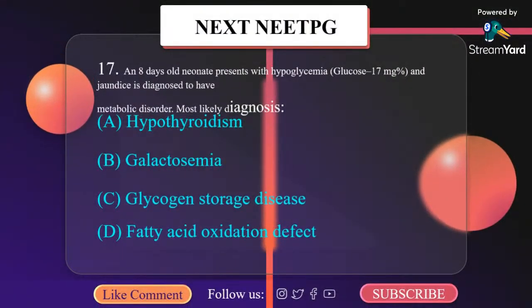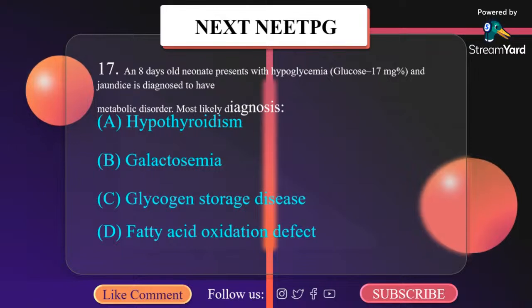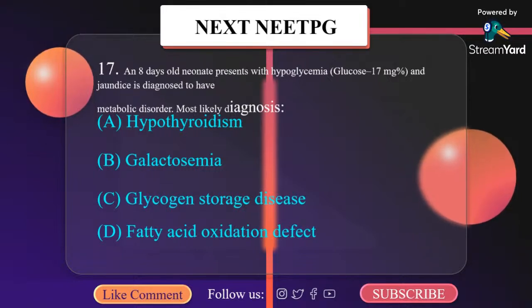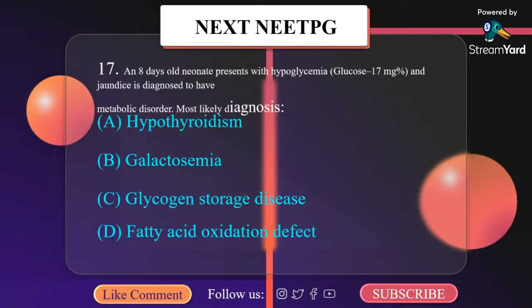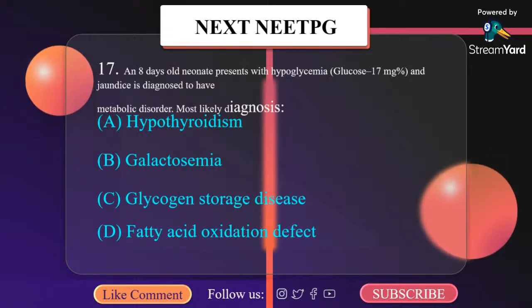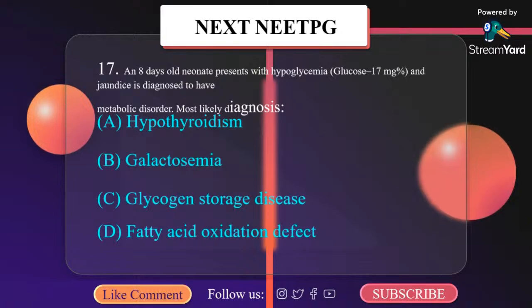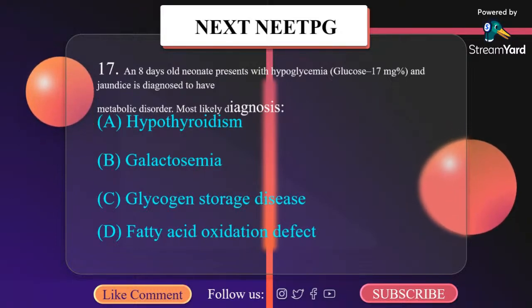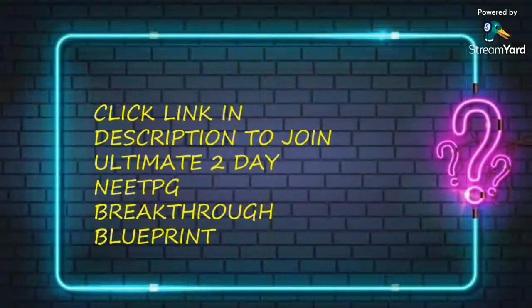An 8-day-old neonate presents with hypoglycemia. The glucose is just 17 milligram percent, and jaundice is diagnosed to have a metabolic disorder. Most likely diagnosis is A. Hypothyroidism, B. Galactosemia, C. Glycogen storage disease, D. Fatty acid oxidation defect. It is galactosemia. Hypoglycemia and jaundice in a neonate after initiation of breastfeeding. Galactosemia.